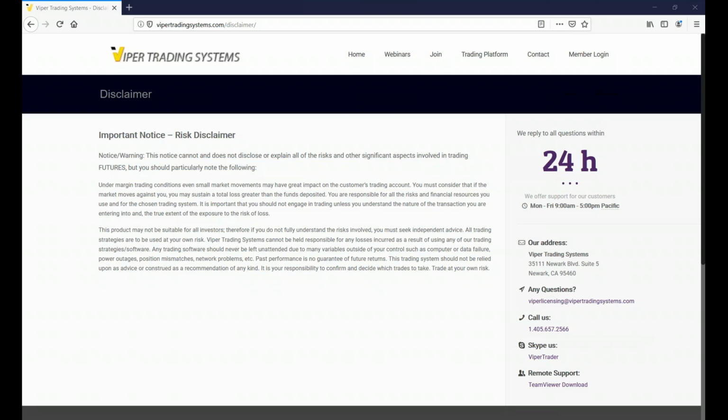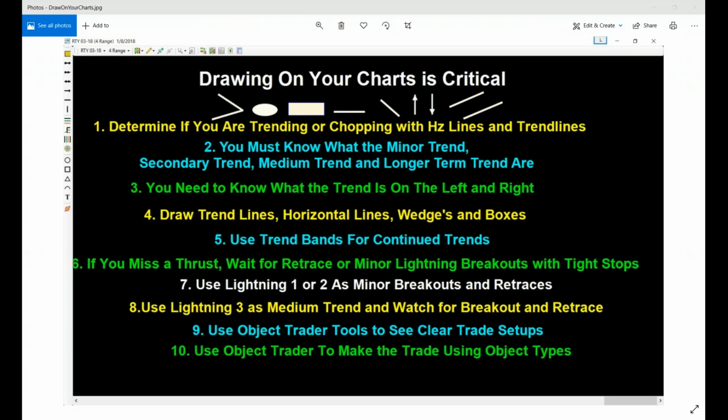All right, if not, we're going to get started. First off, let me show you a little JPEG here that I think you'll really want to memorize, and you don't have to take a picture of it, because it'll be in this webinar and it'll be posted on the webinar link and also on our members area, of course. But keep in mind that at least the way we trade Viper and everything, drawing on your charts is super critical. I could even add super to that because it is very, very critical.